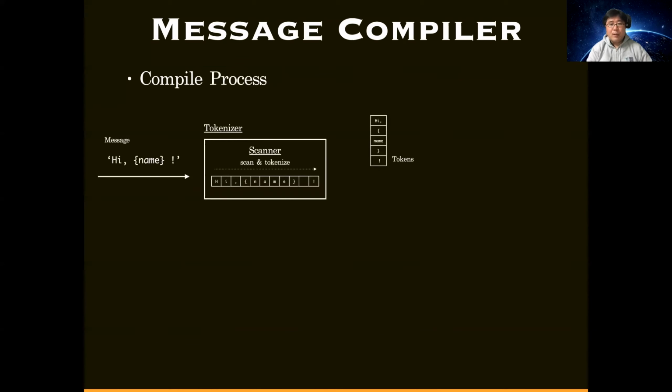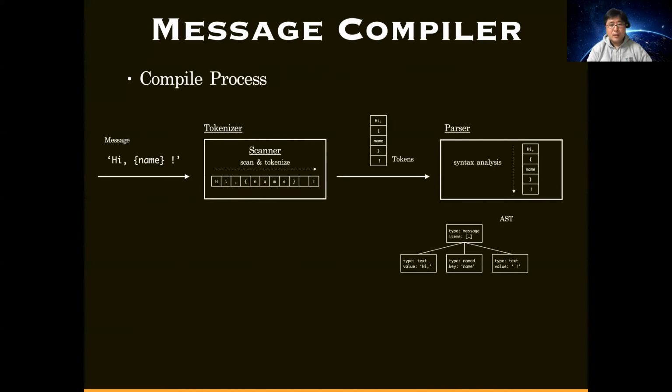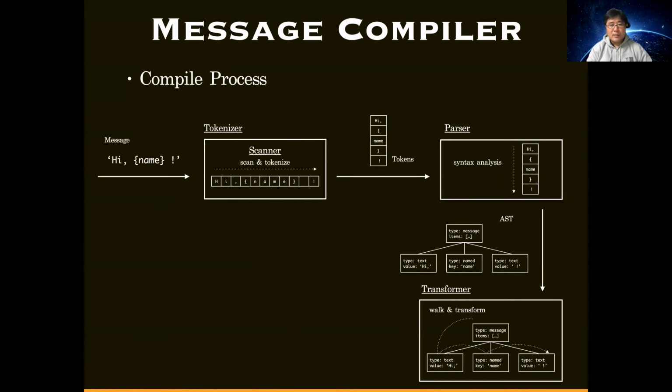Let's talk quickly about how the message compiler works, the compile process. When the message compiler accepts a message as input, it uses the tokenizer to convert the message to tokens. The tokenized message is then passed to the parser, and the message is converted into an AST. Then the transformer walks through the AST and processes each node.